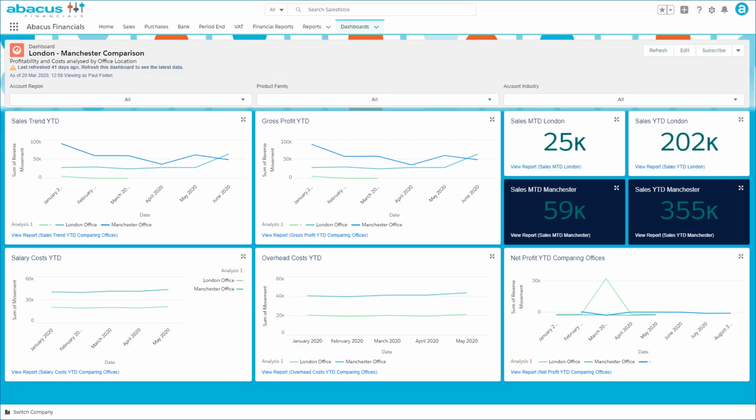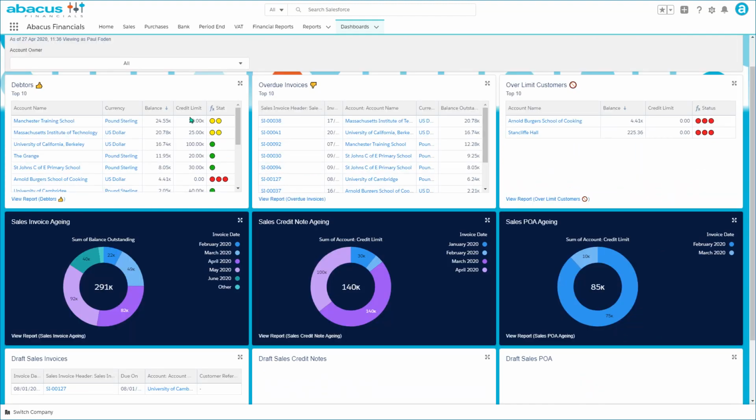This dashboard compares two profit centers, London and Manchester, and we can see how they perform on sales, profit, salary costs, overheads, etc. This dashboard has been designed to help the credit controller, identifying the top 10 debtors, overdue invoices, and overlimit customers, as well as breaking down the accounts receivable ledger into its composite parts, the invoices, credit notes, and payments on account. You'd want to look into those old credit notes and payments on account. And finally, are there any draft items hanging around the system that need to be investigated?